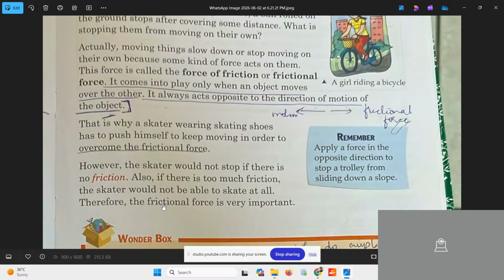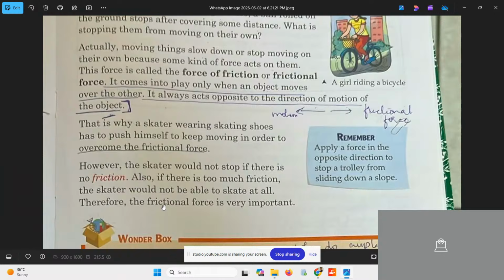Getting it or not? For example, if you're going towards a hilly area where there is a mountain area, and there is a straight road, in which area can you do cycling better? In the hilly area or on the normal road? Normal road. Why normal road? Because there is less friction, so you are not supposed to apply more force.